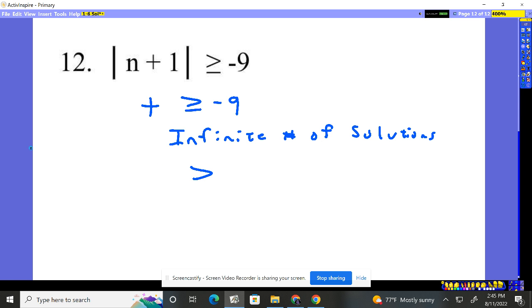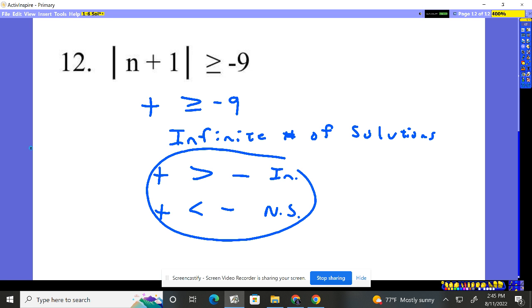If it's greater, a positive number will always be bigger than a negative number. But if you end up with a positive, if you have a less than, that's never going to happen. So here, when it's greater, it is always going to be an infinite number. And here, it's never happening. No solution. Just think about it. Don't try to remember something like this. You need to use your brain to think it through.